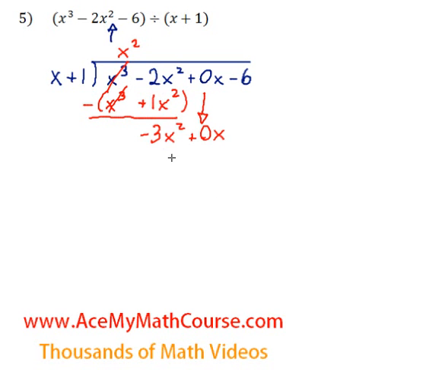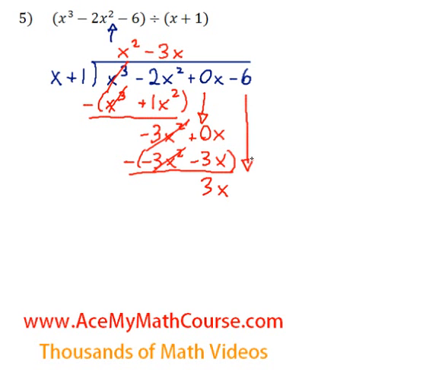And what is my next step? Well, negative 3x squared divided by x is just negative 3x. Then I can multiply negative 3x by x and negative 3x by 1. And now we can subtract these guys. So those disappear, and we get 0x minus negative 3x. That's just positive 3x, because minus a negative number makes it a plus, so 0 plus 3, 3.